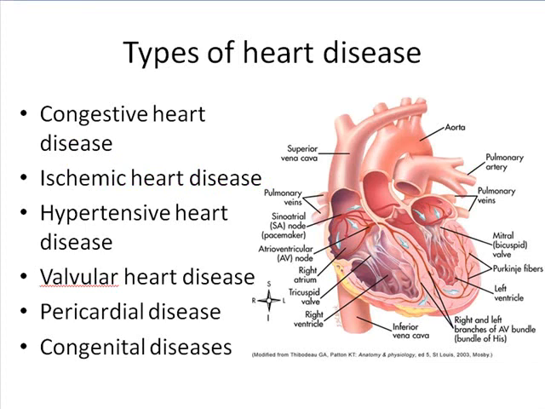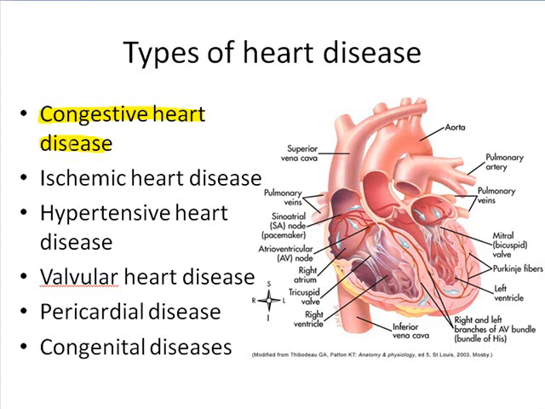So types of heart disease can include things like congestive heart disease, which is something we're going to be talking about in just a minute, so you'll learn more about what that means very quickly. Ischemic heart disease, which of course means lack of blood flow to tissues in the heart. There's hypertensive heart disease that's related to having high blood pressure and the impacts it can have on the heart tissue. Valvular heart disease, which relates to malfunctioning of the valves of the heart.